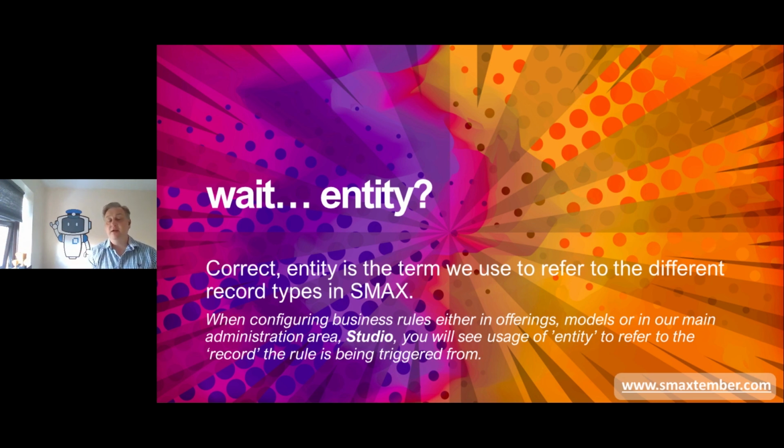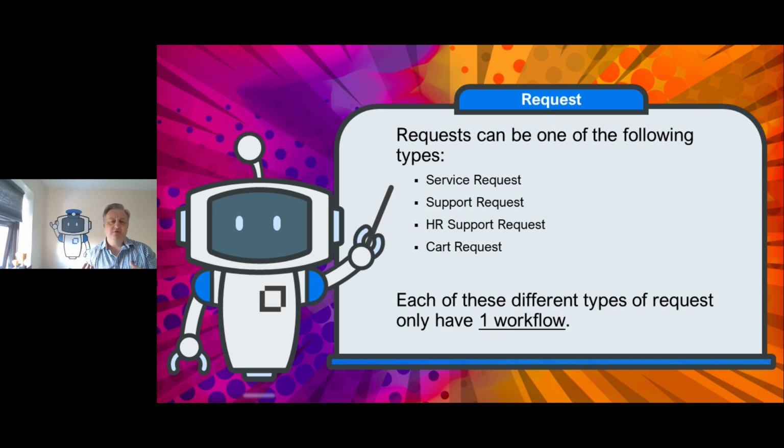And when you're configuring business rules, either in offerings, models, or within the main administration area in Studio, you'll see that we use entity a lot of the time to refer to the record that rule is being triggered from. So you'll see that when we look at the session that we've got planned for Thursday, and we're looking at some of the SMAX administration, you'll see the use of entity quite a lot as part of that. So it's just to help give you that little bit of extra knowledge. Okay, so back to those requests.